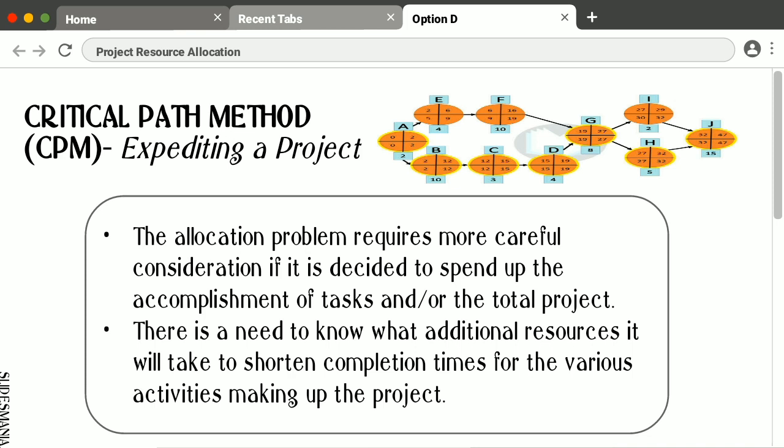So, there is a need to know what additional resources it will take to shorten completion times for the various activities making up the project. Projects often get delayed and you have to compress the schedule. Fast tracking and crashing are two ways to do that.